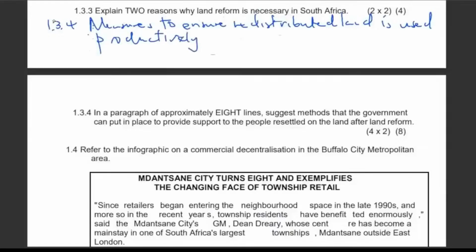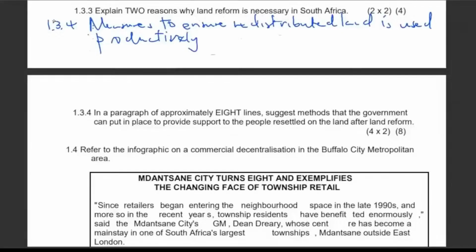What is the implication here? Some people will pretend as if they are interested in utilizing the land for the sake of just getting the land, and then they will not utilize the land for productive purposes. Or some of them might even attempt to sell the land for some other purposes.